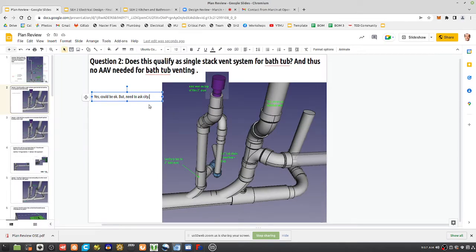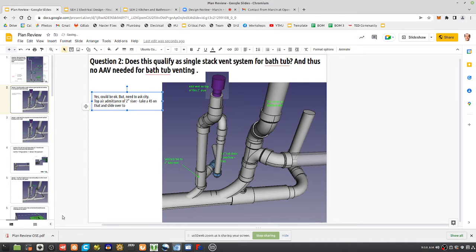Okay. Go ahead. So here, where you have the air admittance valve coming off the top of this 2-inch riser, if you will, it would be possible to take that, put a 45 on that, and just slide over to the 3-inch stack going through the roof, and that would vent the tub.